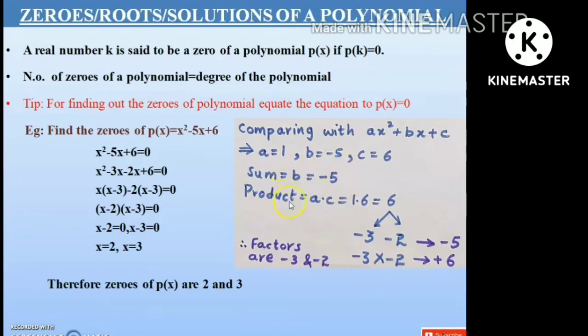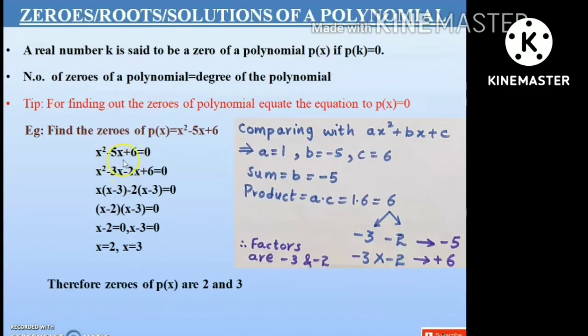And how to find out the product? Product is a into c. a here is 1 and c here is 6. So 1 sixes are 6. So always see the factors of 6. What are the factors of 6? If I take minus 3 and minus 2, both are the same sign, so I can add. So I'll get minus 5. So here the sum is minus 5. And even if I multiply them, minus 3 into minus 2, 3 twos are 6 and minus into minus is plus. So if I take these factors, I'm getting the sum as minus 5 and the product as plus 6. So I can choose the factors as minus 3 and minus 2.